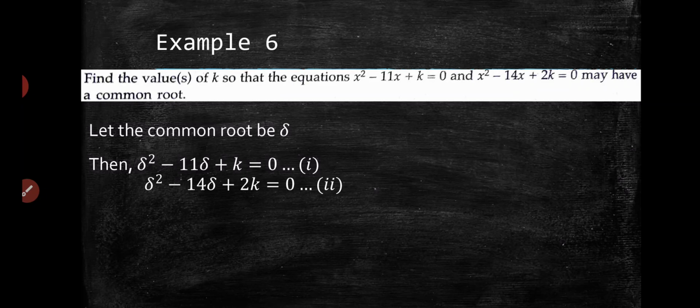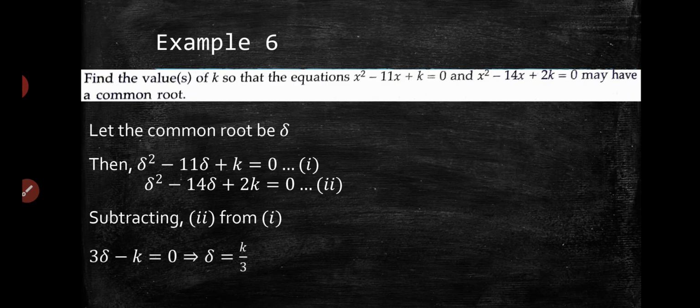Now let us do something. Let us subtract the first one from the second one. So if I do so, or the second one from the first one, whichever way you want, then you can see you get 3 delta minus k equals to 0. So delta is equals to k by 3. I get the value of delta as k by 3. Now from here, once I found out that delta is k by 3, I can put this value back in any one of the equations and solve, and if I solve, I will get the value of k.